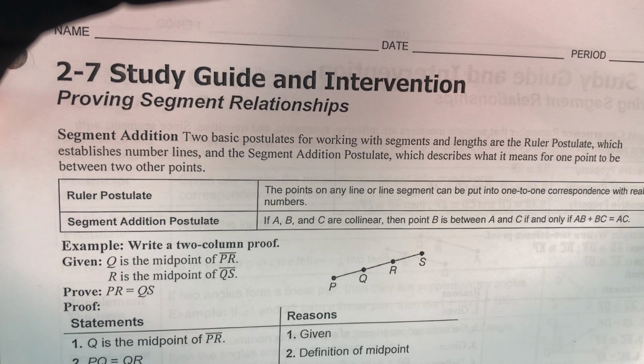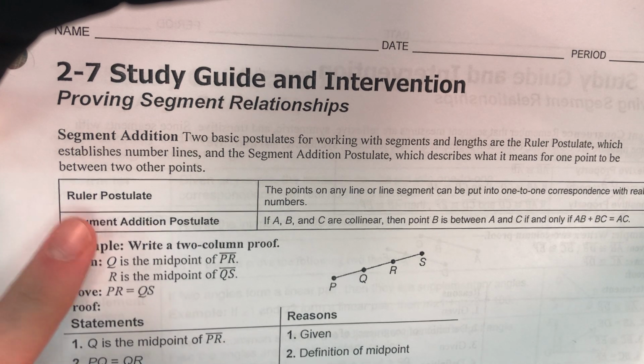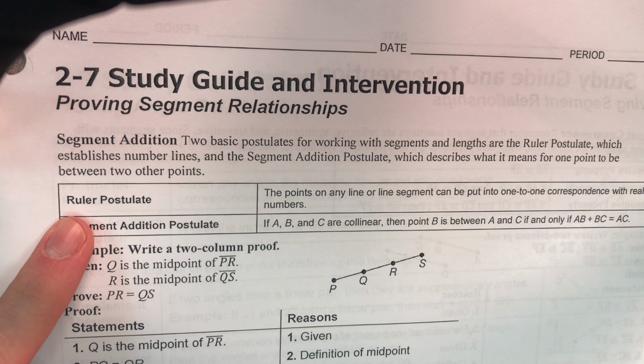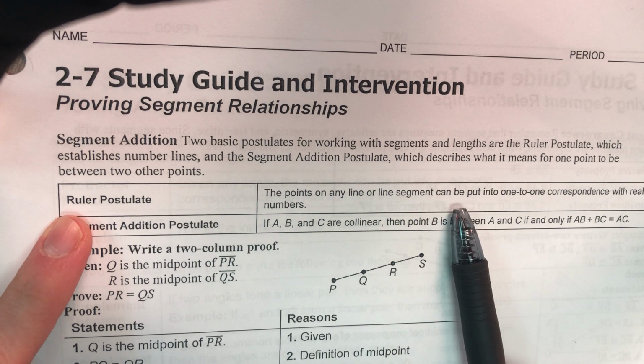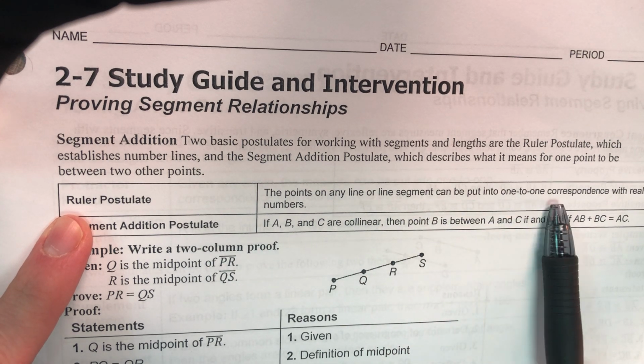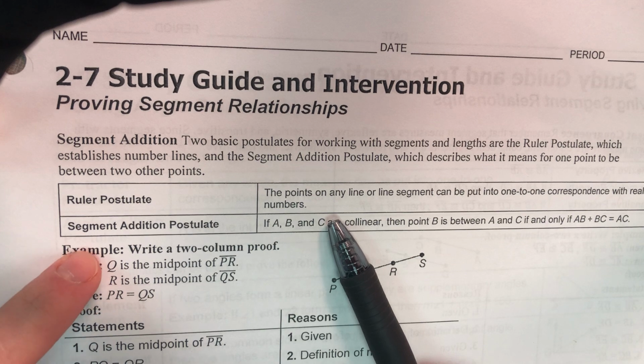So today we're going to do some more work with proofs. We're going to look at proving segment relationships to start. We're going to begin with our segment addition. We have two postulates related to that. The first one is called the ruler postulate, and it says that the points on any line or line segment can be put into a one-to-one correspondence with real numbers.